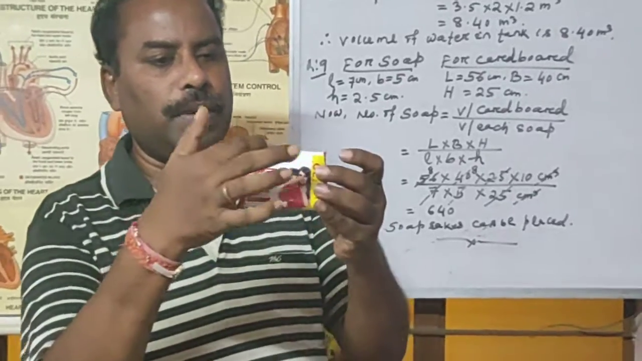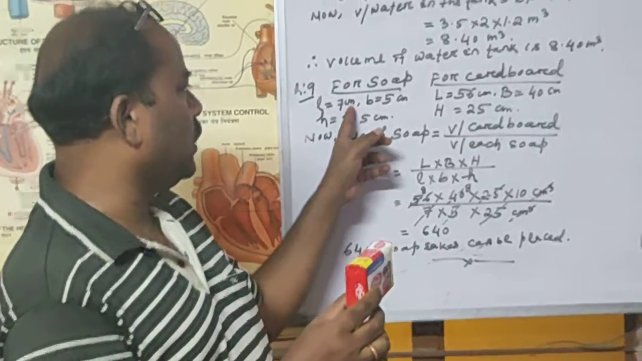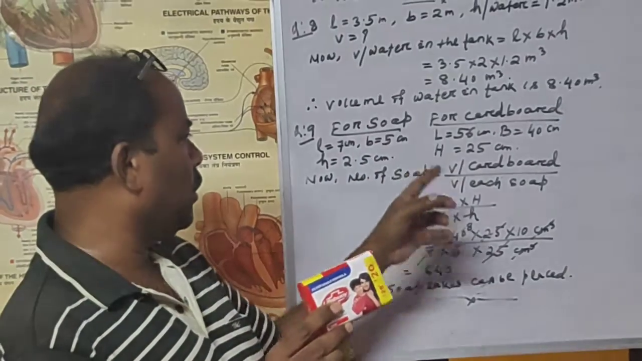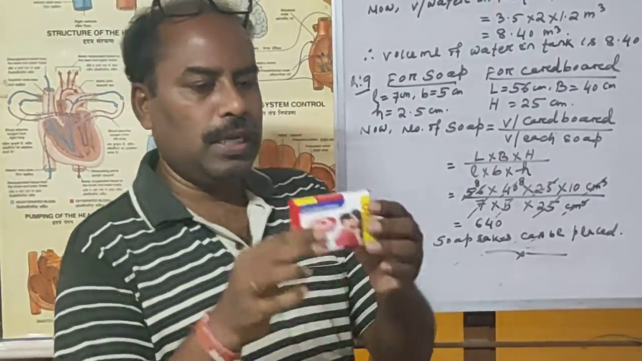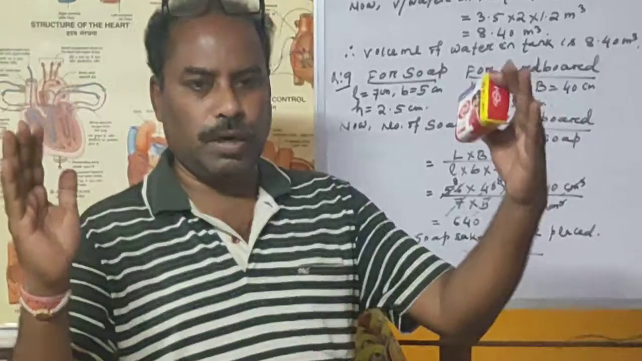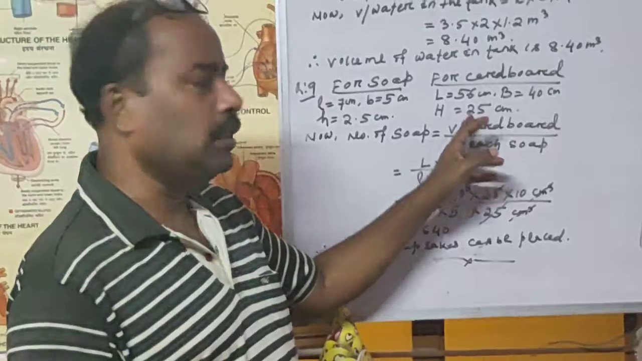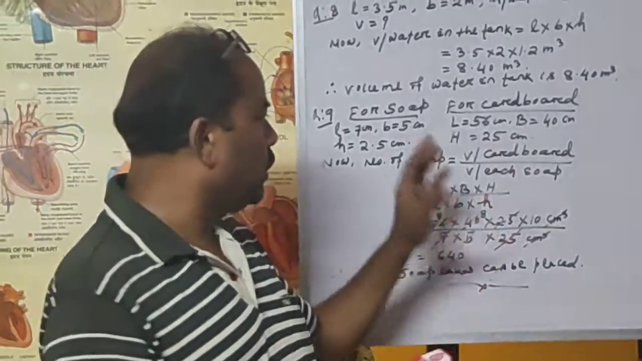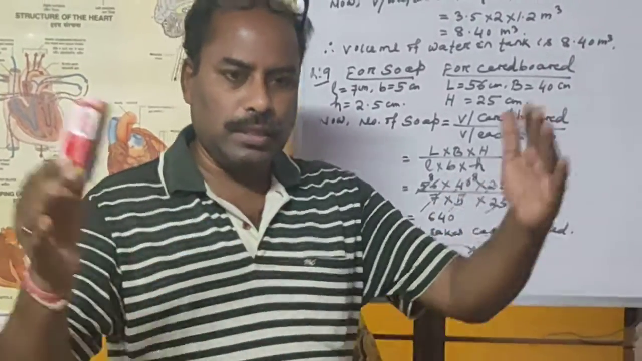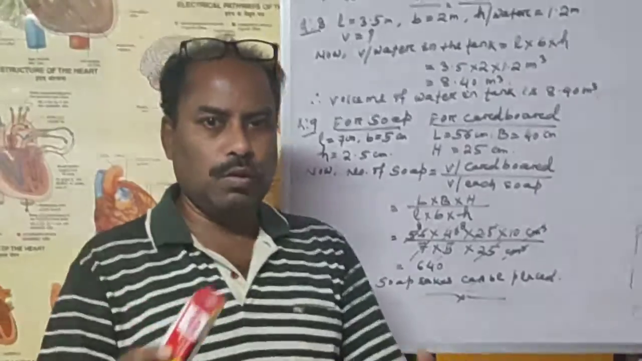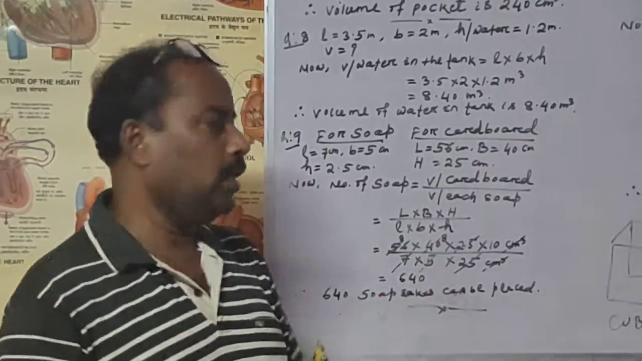Its length, breadth, and height are given. The length of the soap is 7 centimeter, the breadth is 5 centimeter, and the height is 2.5 centimeter. This soap is kept inside a carton box whose length is 56 centimeter, breadth is 40 centimeter, and height is 25 centimeter. The question is, how many such soap cakes can be placed inside the carton box? We have to find out how many soaps we can adjust inside the carton box.